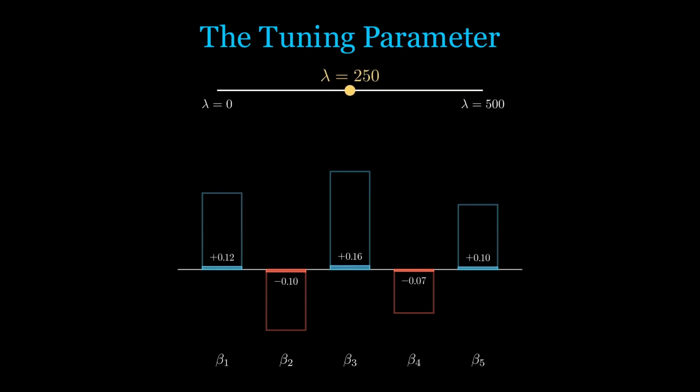Watch how the fitted coefficients change as lambda moves from 0 to 500. The transparent outlines show the original OLS coefficient sizes for comparison. As lambda approaches infinity, all coefficients approach 0, effectively removing the predictor's contributions to the model. This results in a model that is overly simple and may underfit the data.